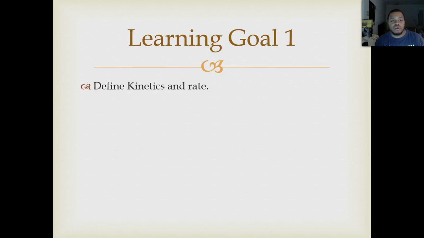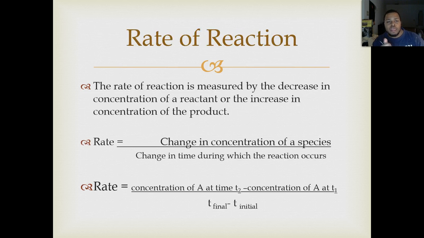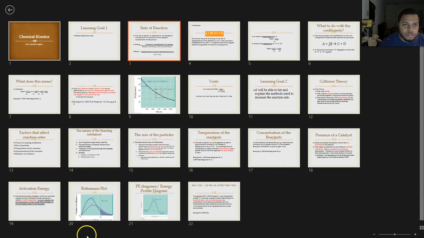So our first learning goal is to be able to define kinetics and the reaction rate. Kinetics overall is the area of chemistry where we look at how fast and how the reaction takes place. The rate of the reaction is usually measured by the decrease in concentration of one of the reactants or the increase in concentration of one of the products. What do I mean by this?